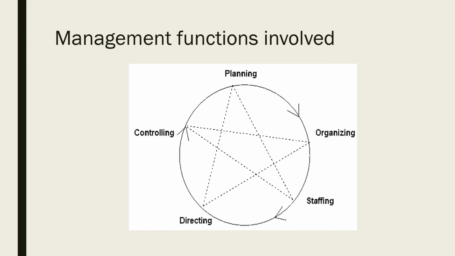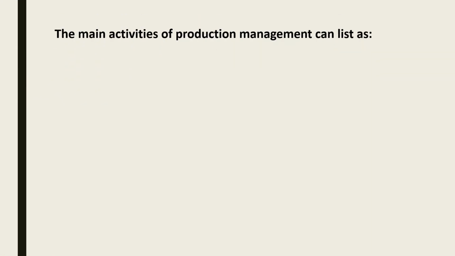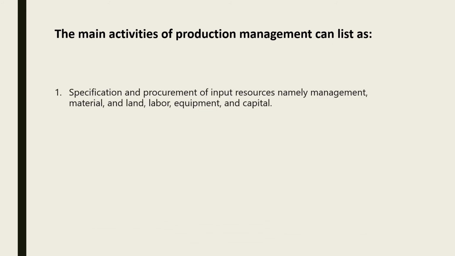Moving ahead, we discussed all the different functions of management in previous slides, but let's list down the main activities pertaining to production management. Primarily, we have specification and procurement of input resources required for the production process. Specification means we need to identify what raw materials are going to be required for the production of the product we have an idea of producing. And then the procurement of the input resources.